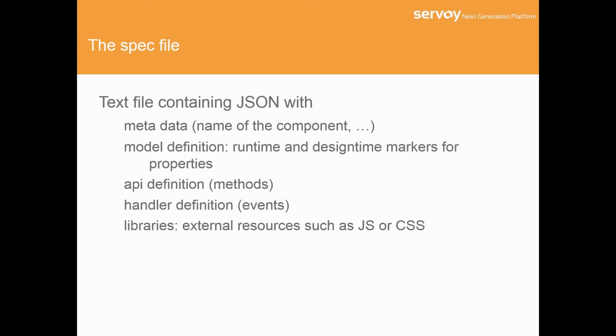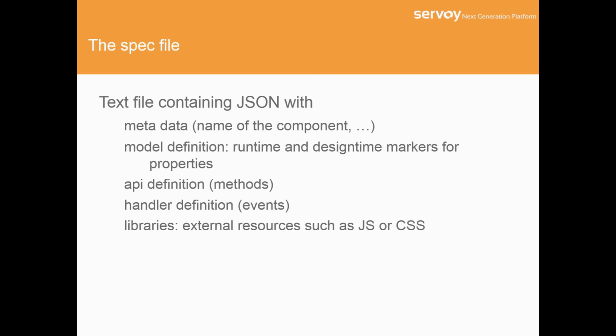So the spec file, what is it? It's a text file with JSON in it that contains metadata that basically describes the component, like what is the name and where's the definition and so forth. Then the definition of the model, so basically the property markers that you will be using. Then the definition of the API that your component might have. Definition of handlers. And links to libraries, like external resources, like JavaScript files or CSS or images and stuff like that.